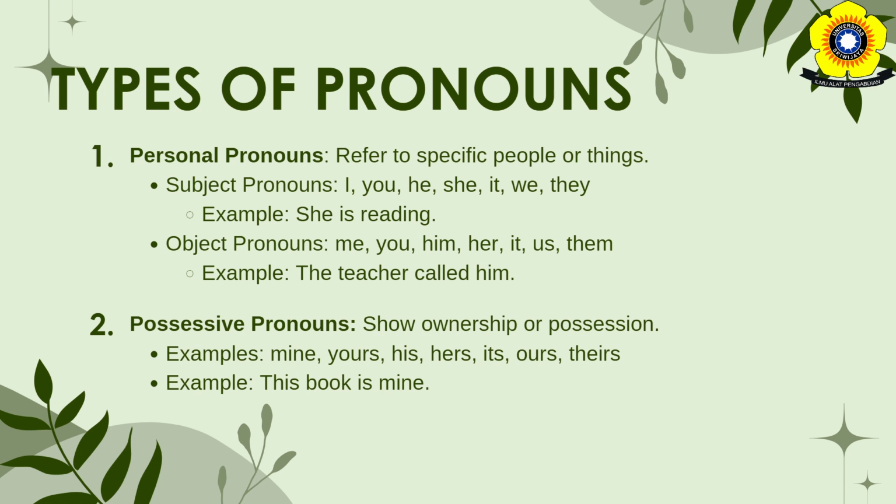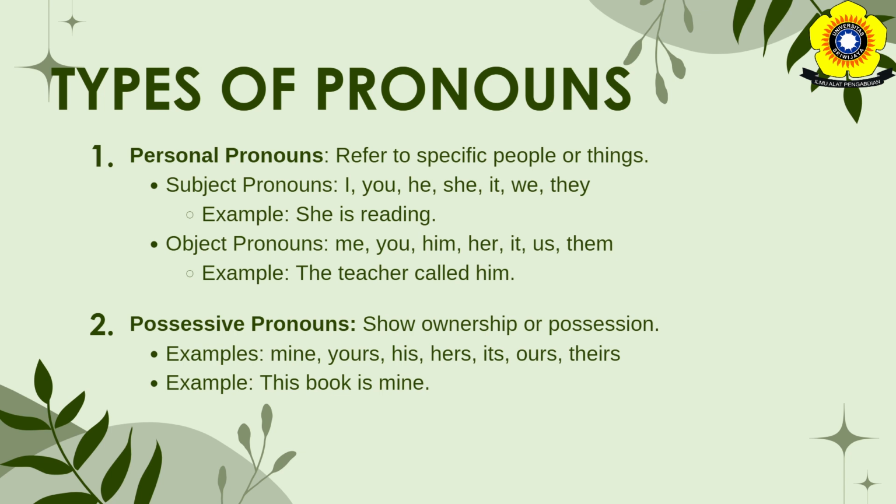Okay, let's move on to types of pronouns. The first one is personal pronouns. They refer to specific people or things. There are two kinds of personal pronouns. The first one is subject pronouns. Those are I, you, he, she, it, we, and they. Example: she's reading. Object pronouns. Those are me, you, him, her, it, us, them. Example: the teacher called him.